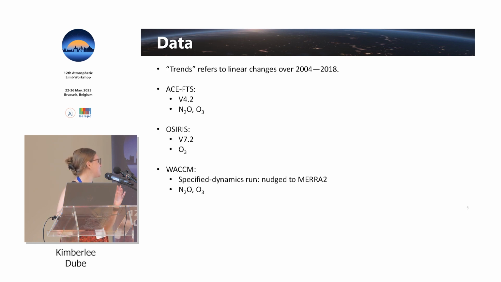So, yeah, I just mentioned I'm referring to trends as this quite short period from 2004 to 2018, just due to limited data. I'm looking at version 4.2, ACE, N2O, and ozone, version 7.2, OSIRIS, ozone, and then I'm also considering a WACCM specified dynamics run. So this run has the temperatures and winds nudged to MERRA-2. And I'm using the WACCM N2O and ozone.